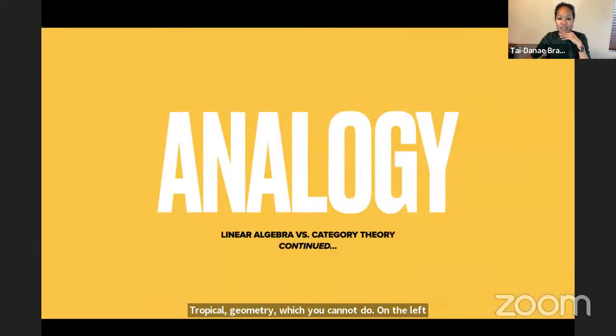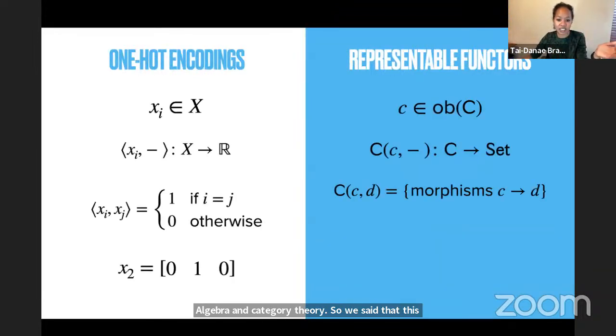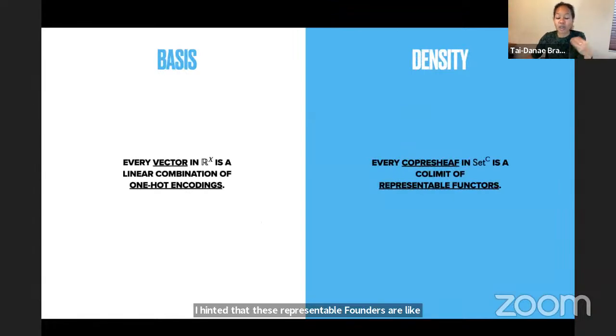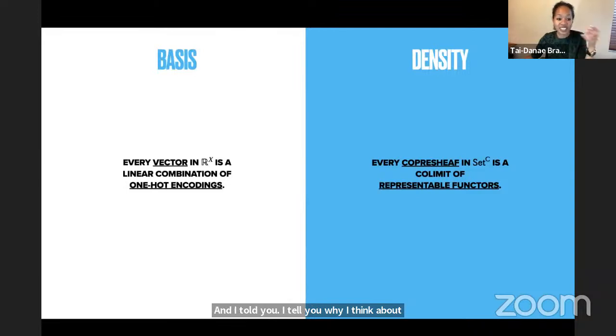And maybe I will just leave you with this teaser. Everything I've described today rested on this analogy between linear algebra and category theory. We said that this copresheaves category is like a vector space. I hinted that these representable functors are like one-hot encodings, and I told you why I think about it that way. Just like every vector is a linear combination of these one-hot encodings, they're like a basis.